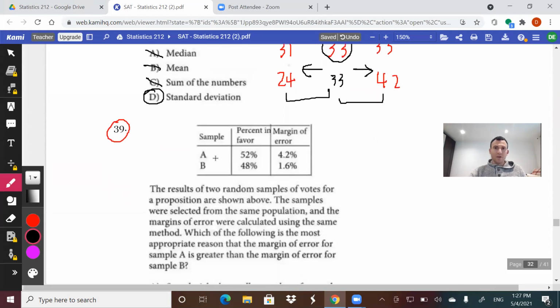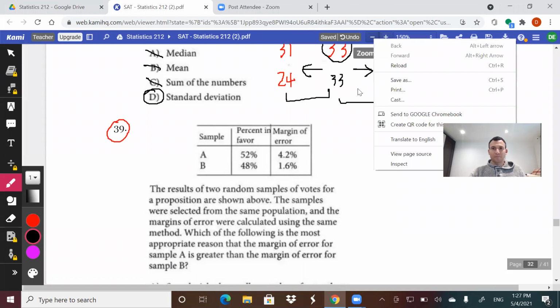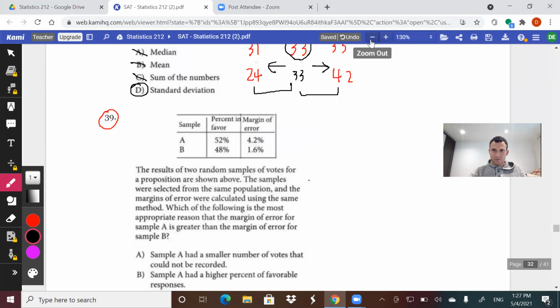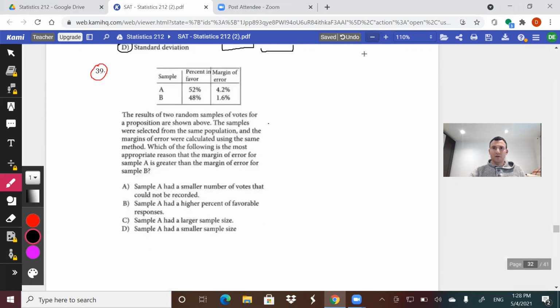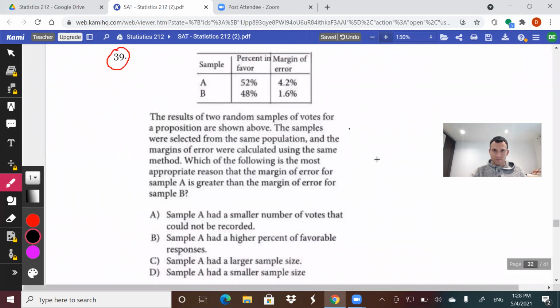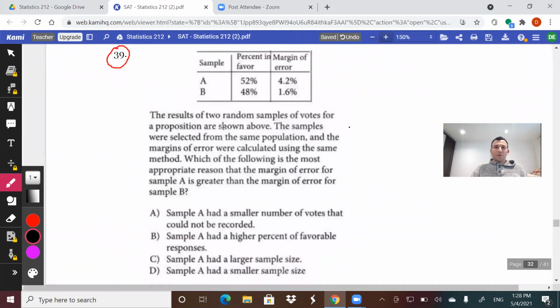Okay. Let's look at 39. Last one. I'll zoom in a little bit here. The results of two random samples of votes for a proposition are shown above. The samples were selected from the same population, and the margins of error were calculated using the same method. Which of the following is the most appropriate reason the margin of error for sample A is greater than the margin of error for sample B?